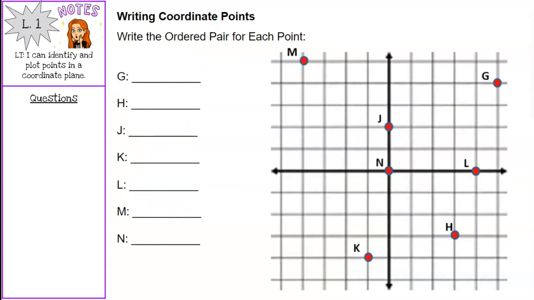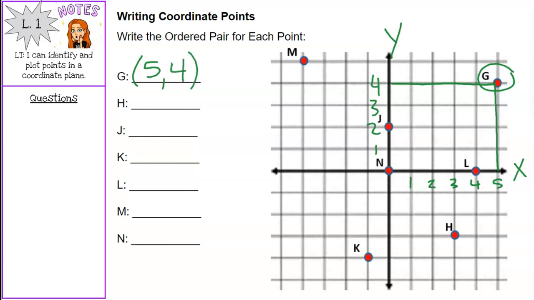Last thing that we're going to do is we're going to write an ordered pair for each point. So now that we're given the point, we have to write the coordinates. So point G is right here. So we need the x number and the y number. So the x number would be right here. So it's 1, 2, 3, 4, 5. We went 5 right. So it would be +5. And then the y number would be 1, 2, 3, 4. We went up 4. So the point for G would be (5, 4).